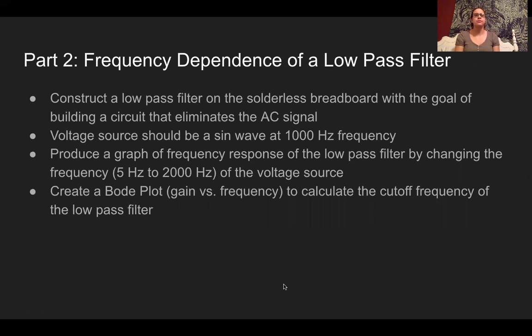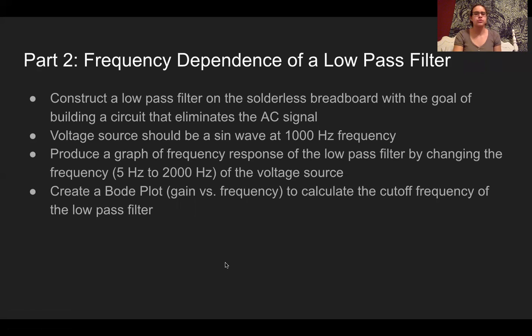For part 2, you'll be focusing on the frequency dependence of a low-pass filter. You will construct a low-pass filter on the solderless breadboard with the goal of building a circuit that eliminates the AC signal, meaning that across the capacitor, the voltage will be read at a frequency of 10 hertz or less.